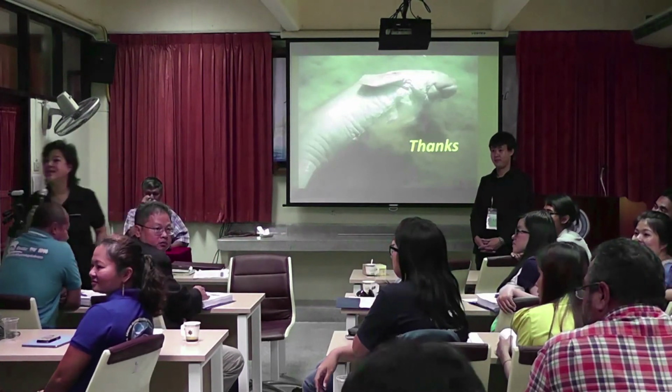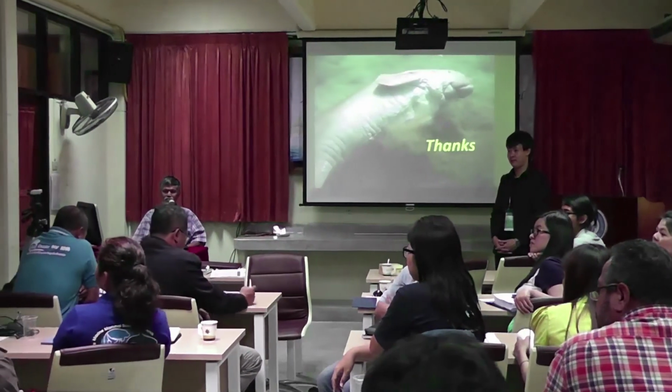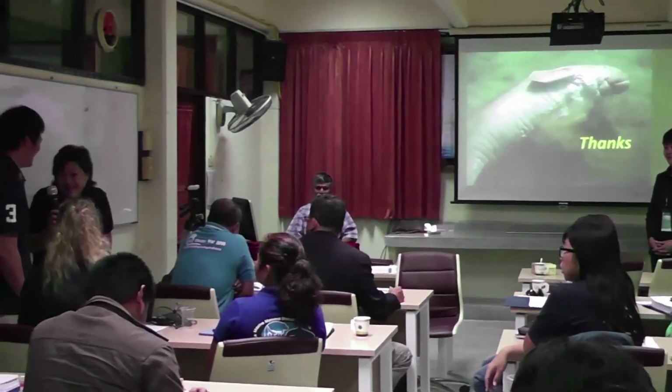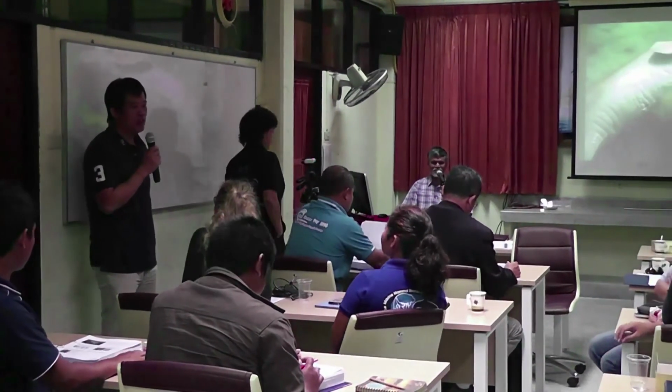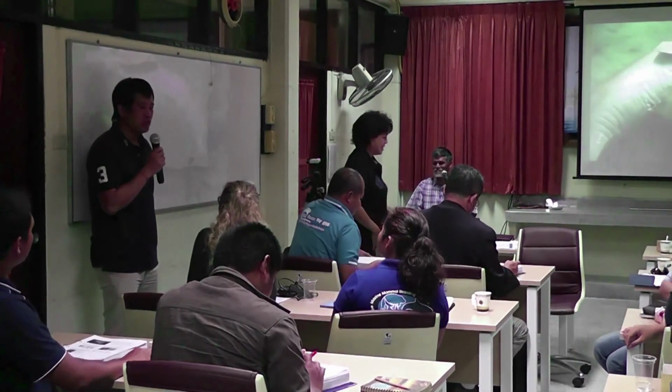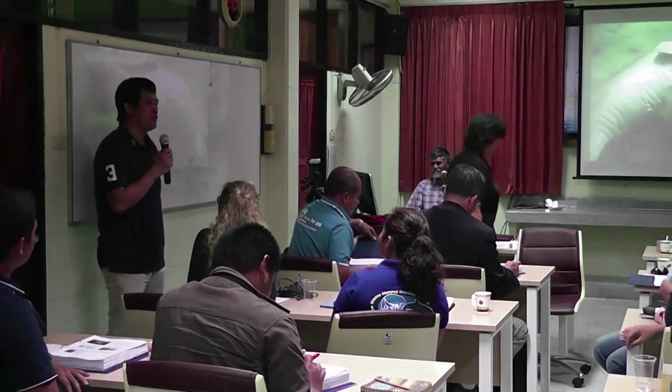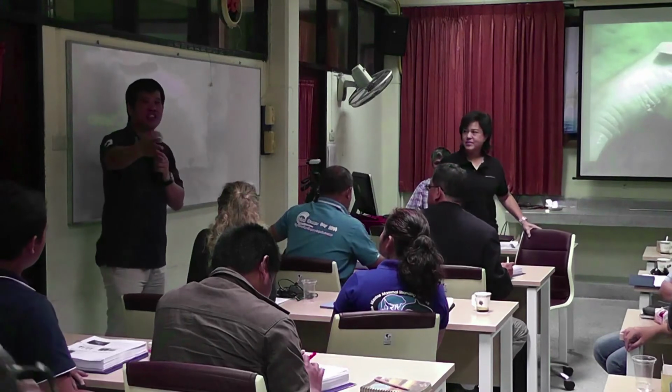He is now the director. Maybe can you tell in English, please? My name is Kong Kiet. I am the Chief of Marine Endangered Species Unit. So I've been working together with my seniors, already gone.